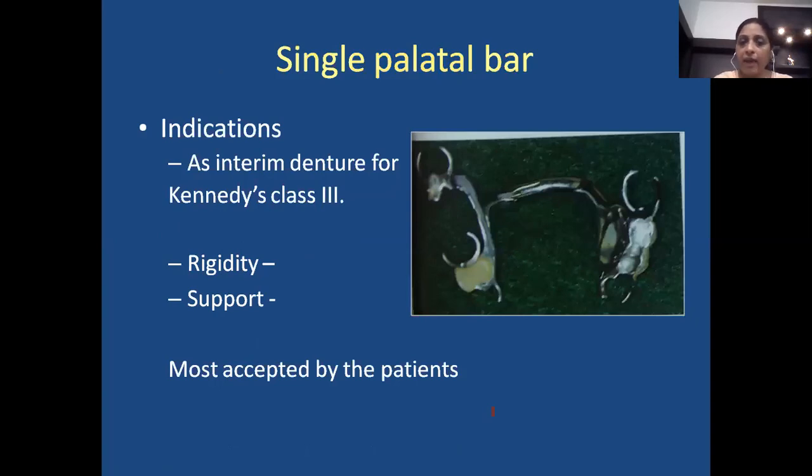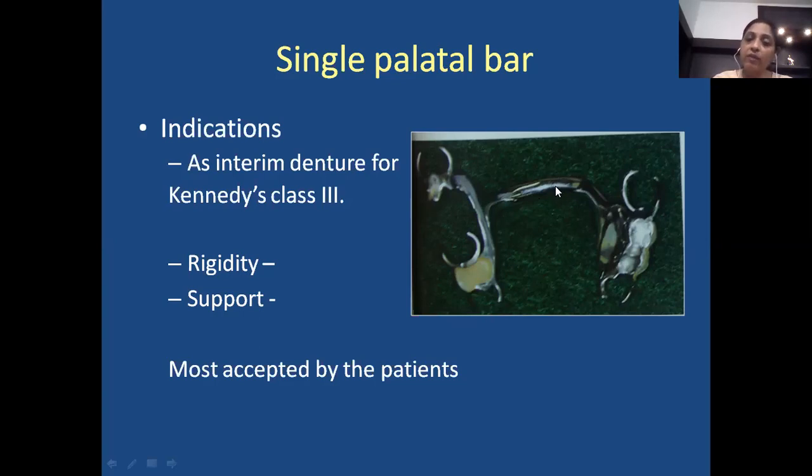Next is the single palatal bar. As we can see, the single palatal bar is a small thin bar which is crossing the hard palate from the right side to the left side. It is hardly 5 millimeters in thickness, and it is only given in the situation where we need to give the prosthesis for temporary or interim use for a few months, like 2 to 3 months, till we restore the patient with a permanent prosthesis.